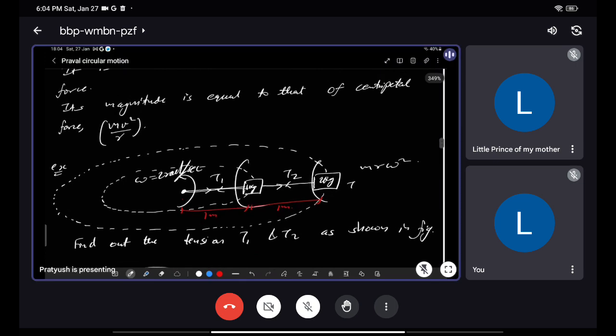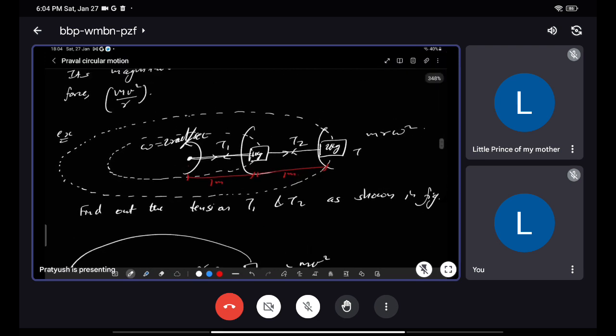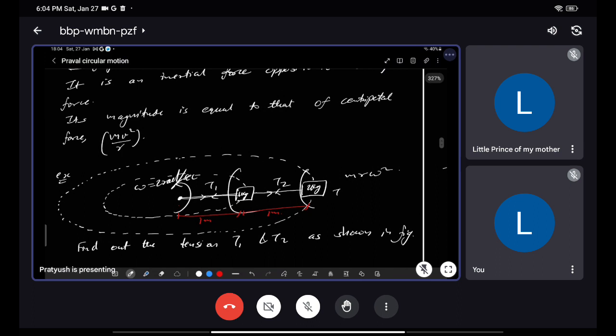Now the question is, find out the tension T1 and T2 as shown in figure. Two blocks are there and they are rotated as shown in figure with 2 radians per second velocity. You need to find out the tension.